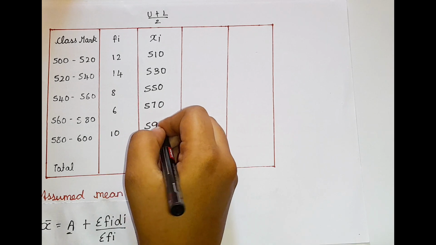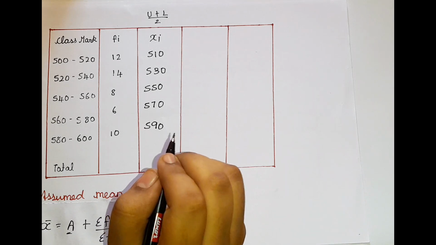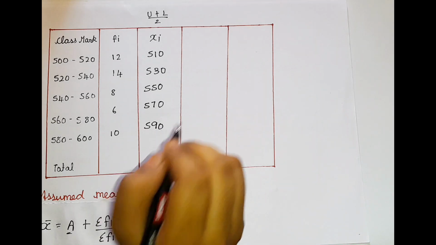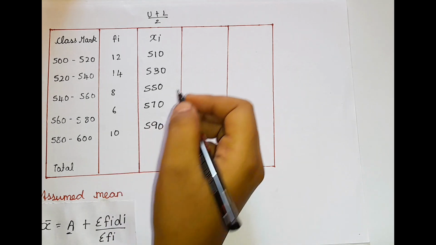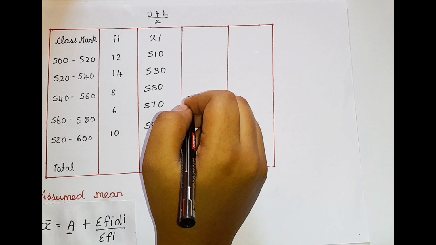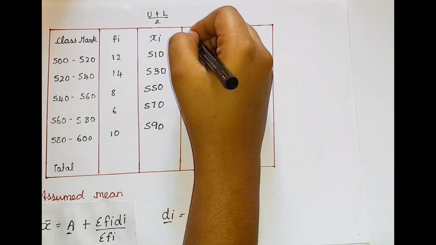You have to do it by yourself, don't use the calculator. If you use the calculator in maths, you will fail in your exam, because you have to do it by your own hand. Now we got the xi values. Since we are applying assumed mean, we want fi di, right? So we want the di value, isn't it? So how to find the di?